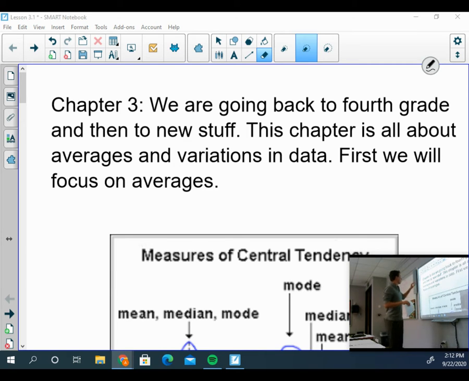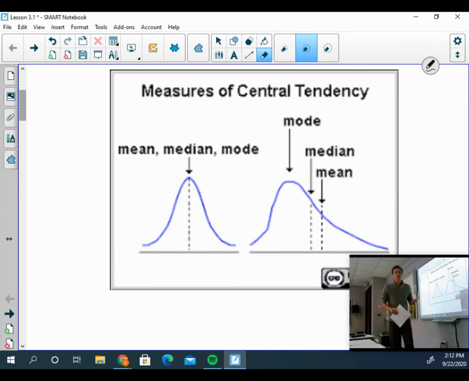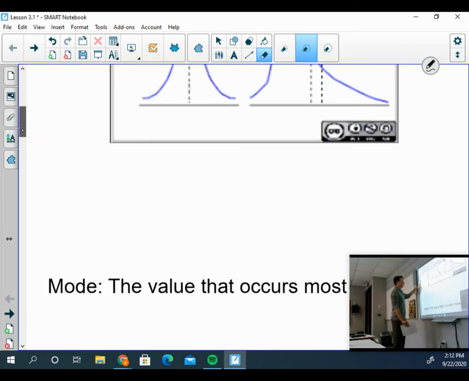But first, in 3.1, we're going to do some review over averages, or another term for it, measures of central tendency. Now, I do want you to take notes on this, but please know you've probably seen most of it. So I might be moving through it somewhat quickly. If any of this is new to you, please pause the video and shoot me any questions you may have about the topic so that we can go over it.